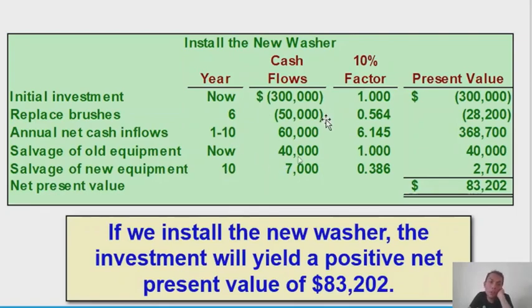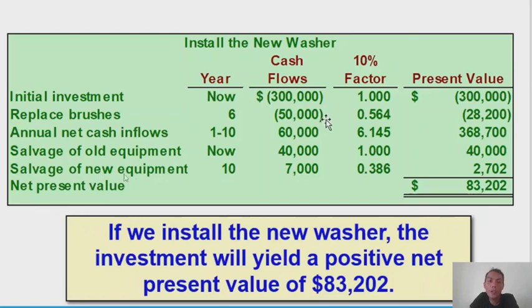equipment mo. So, papasok yung pera mo, 40,000 times 1 siya because it is happening in the now or present period. So, 40,000 times 1, 40,000. Bakit positive? Since papasok ang pera mo pag nagbenta ka ng old equipment mo.